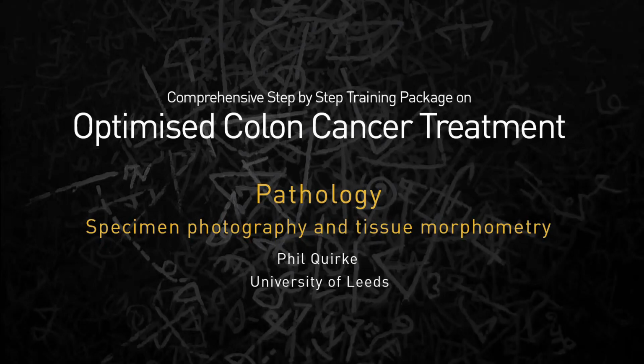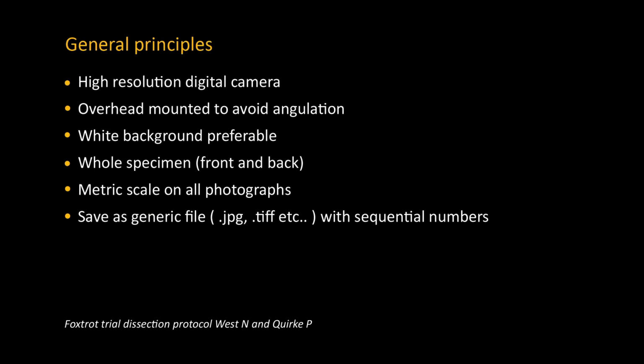Specimen photography and tissue morphometry. The general principles are a high-resolution digital camera, but if that's not available, then even a digital camera on a phone will be adequate. The camera should be overhead mounted to avoid angulation of the picture and distortion of the dimensions. A white background is preferable, but any other plain background would be acceptable.